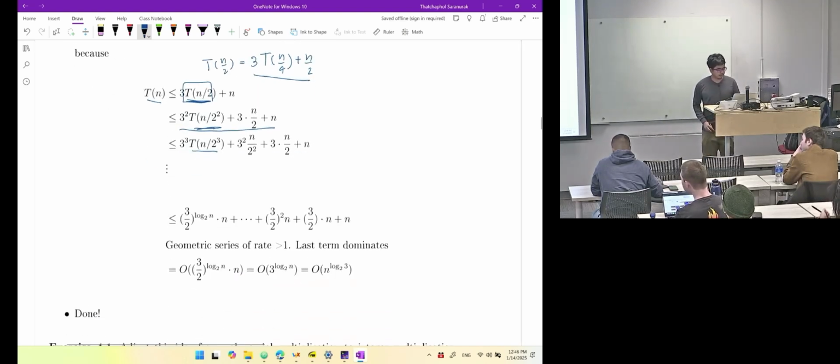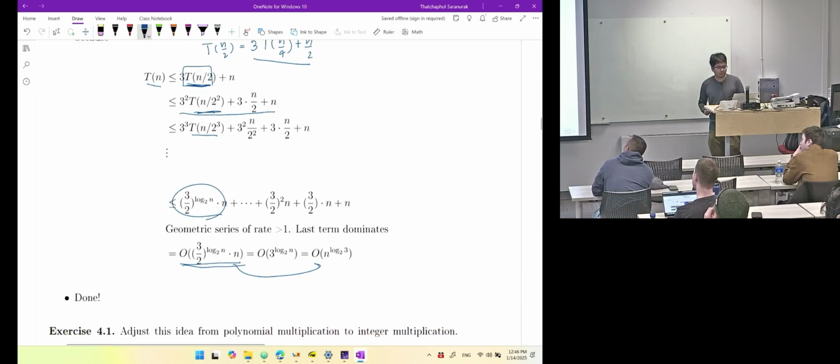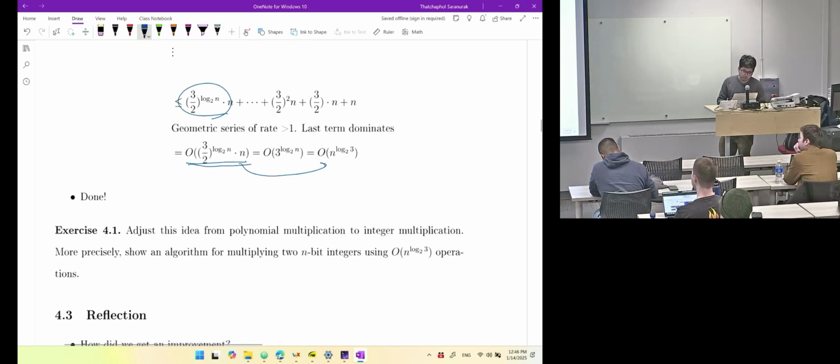All right. Okay, so this is just some calculation. You look at the last term here. The last term dominates, and you calculate it, and you get this thing. I'm not going to look at this calculation too much.